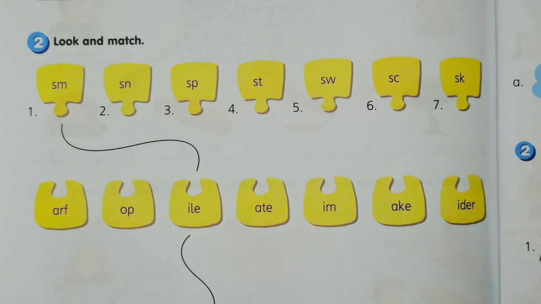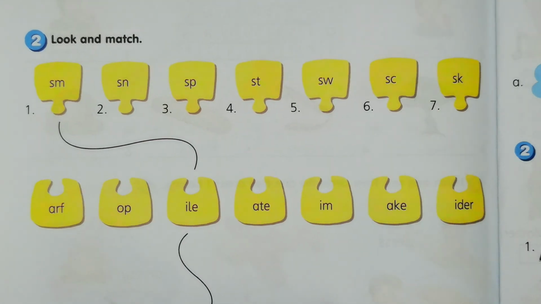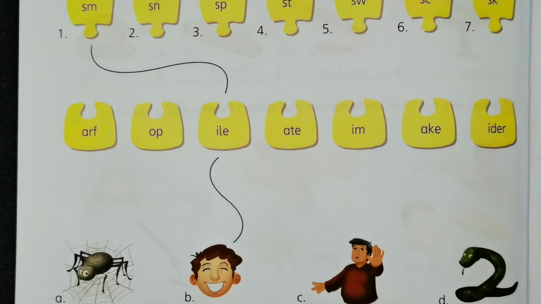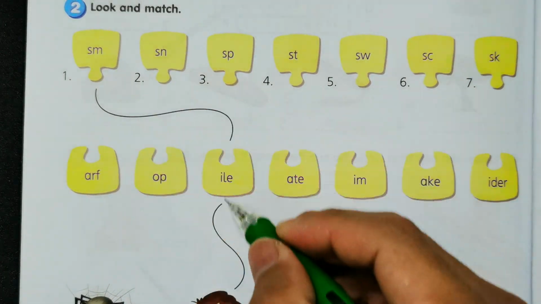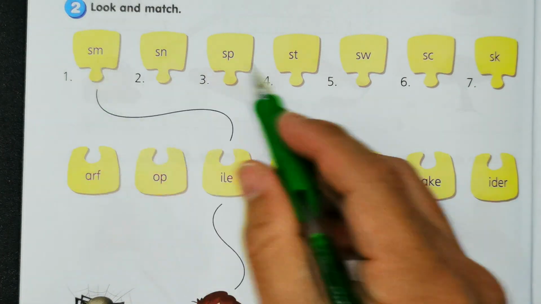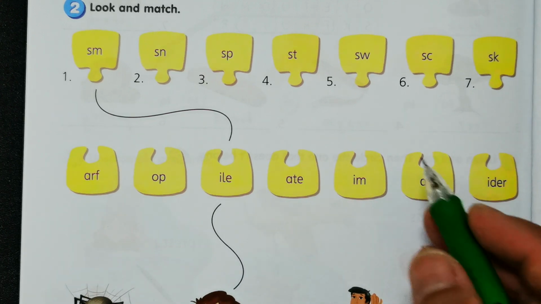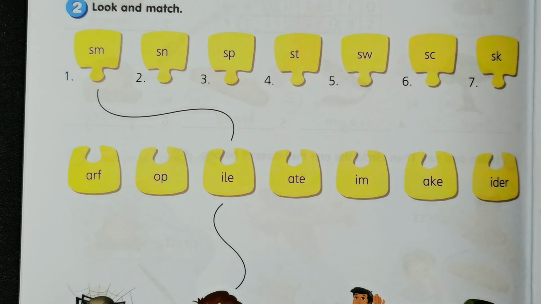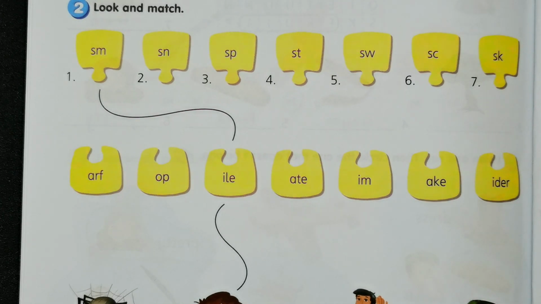Okay, number 2, activity 2, look and match. So some maybe appear on the previous activity, like this one, spider. So we have a spider. So to give an example, we have smile here. So we have these S blends and then the remaining syllables. So smile, we have this B, and then we use a ruler to draw the line. So number 2 is snake.